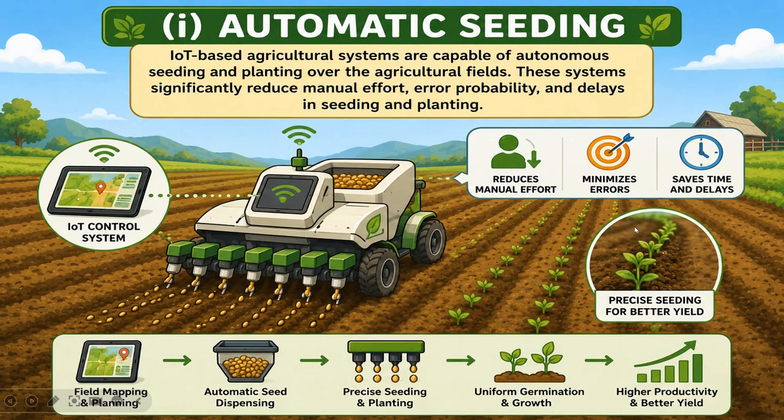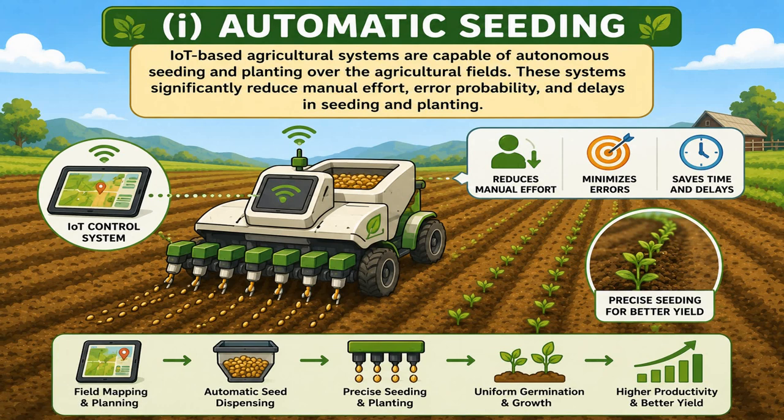Now instead of farmers planting the seeds by hand, the smart seeding machine places the seeds at the correct distance and depth. So this improves the planting accuracy and helps crops grow evenly. Here you can see the process shown at the bottom, where it starts with field mapping and planning, then comes the automatic seed dispensing and precise seeding and planting, and as a result the crops will germinate uniformly and will grow better. Therefore you get higher productivity and better yield.